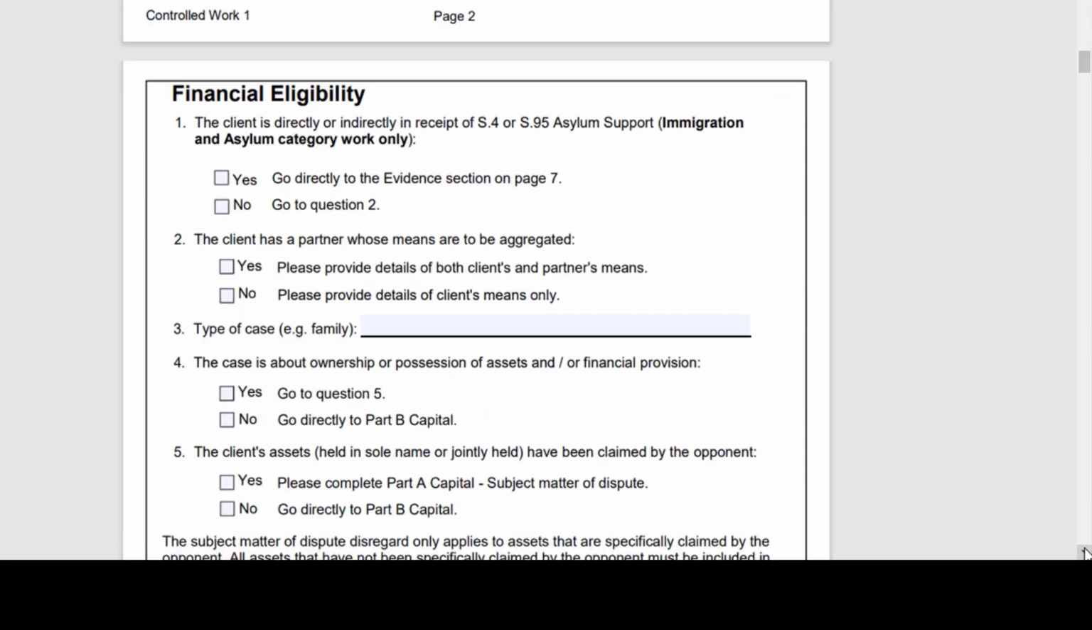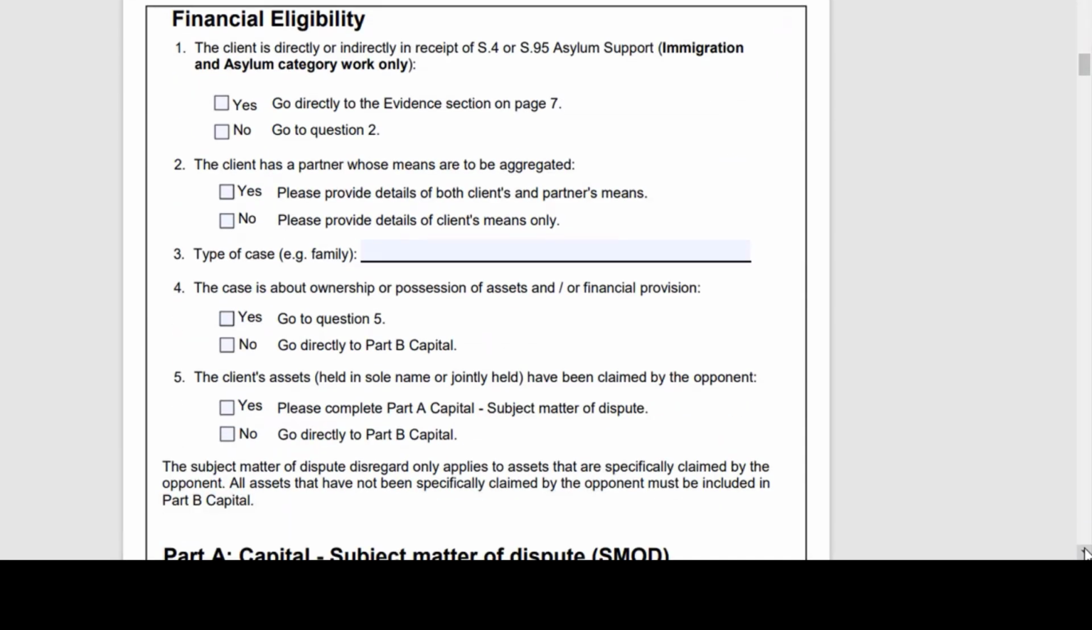Moving on to page 3, this is a page where we're asking you for some further information in terms of the actual matter that you're advising the client on. So the first question is asking whether or not the client's in receipt of Section 4 or Section 95 asylum support. If the answer is yes, then you're going directly to the evidence section on page 7 because there's no assessment of income or capital.